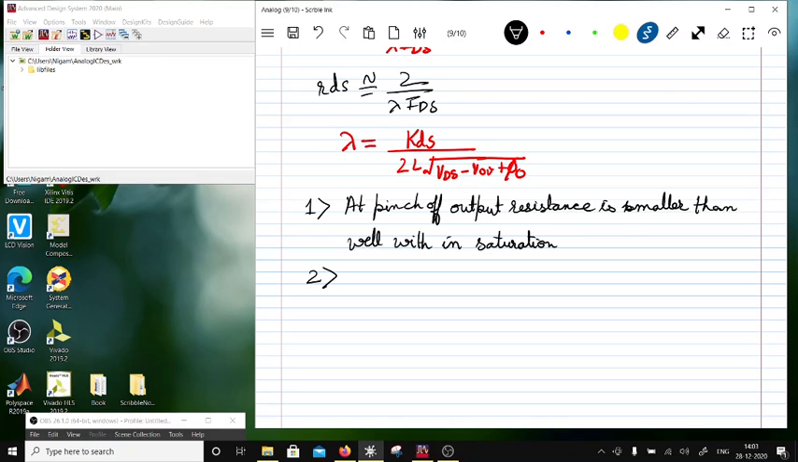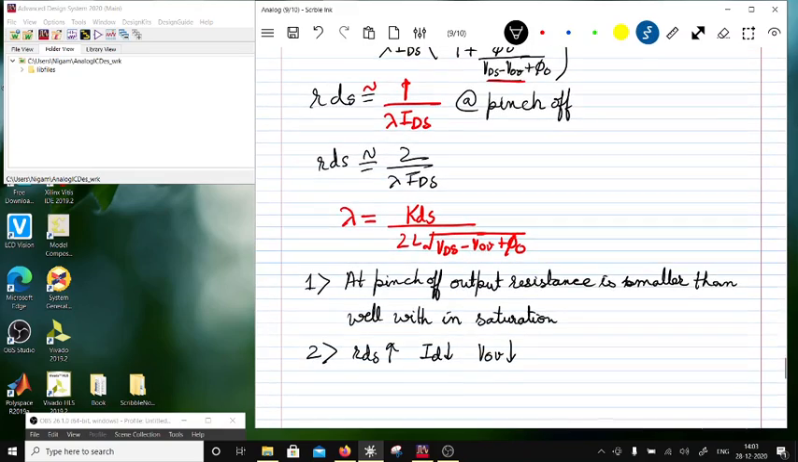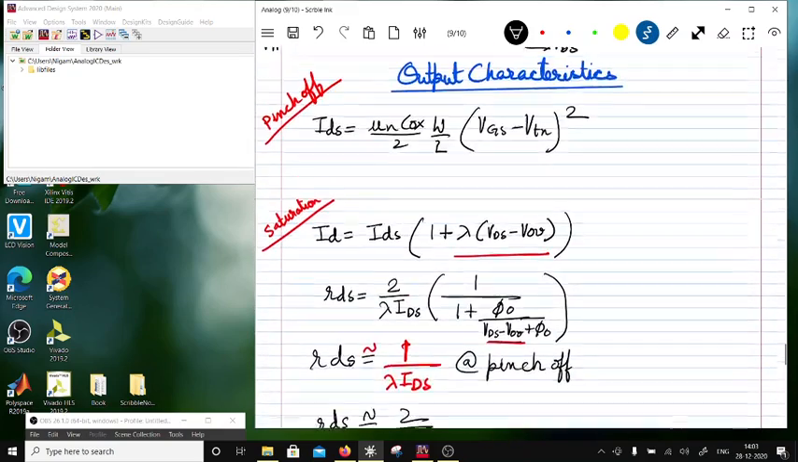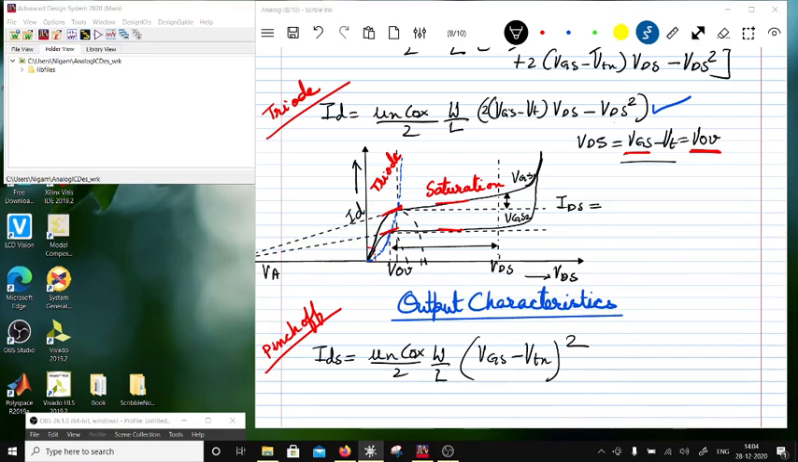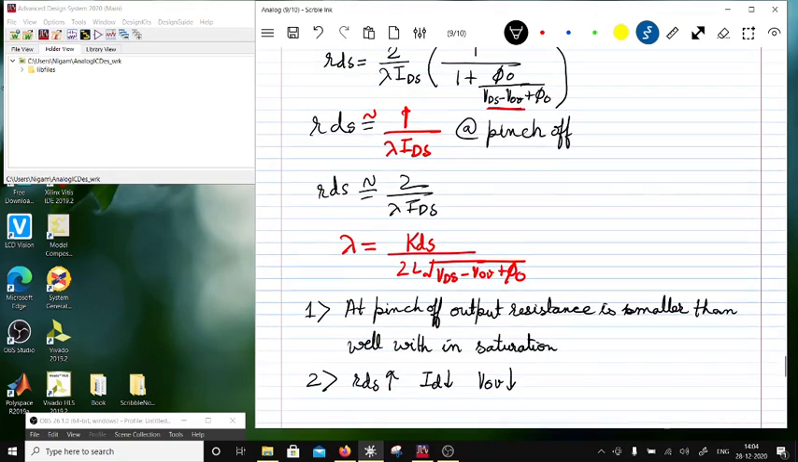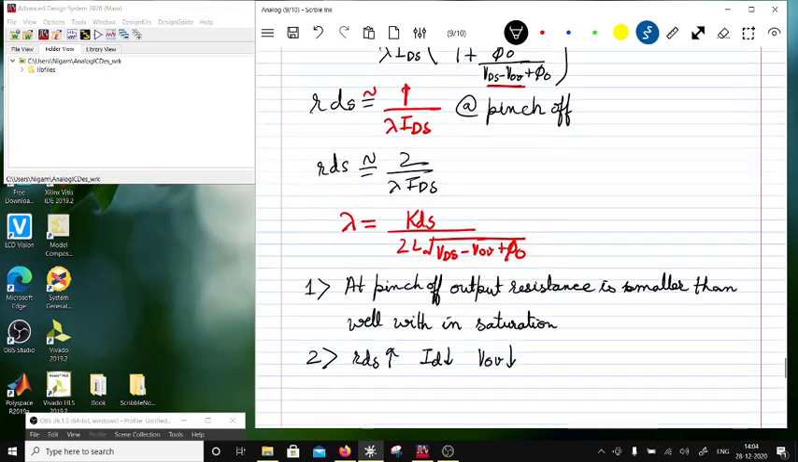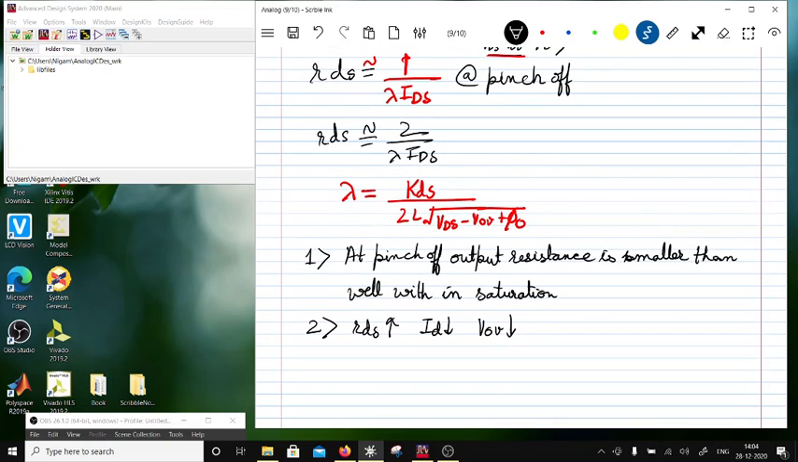The second thing I want to conclude is that RDS goes up if you bias down the transistor, or if your overdrive is small. So RDS is going to be large. And this you can see in this curve, right? The slope for VGS2 is smaller than the slope for VGS1, and the inverse of slope is the resistance, right?